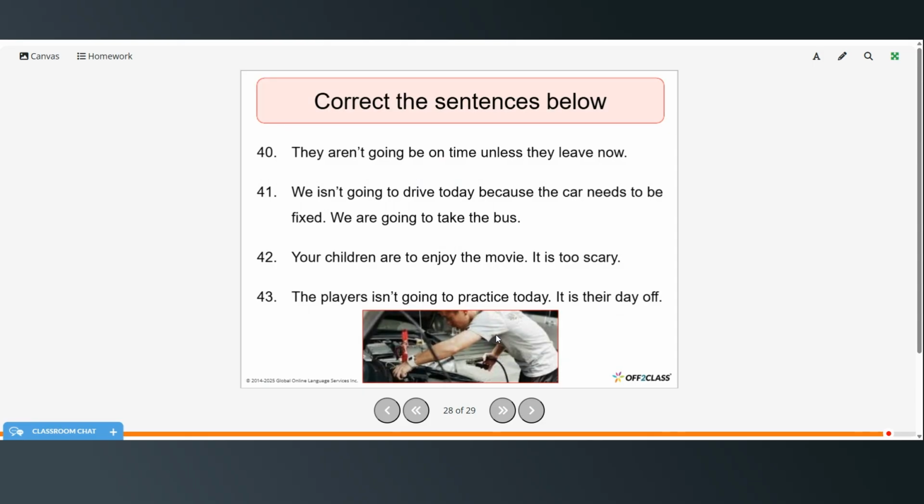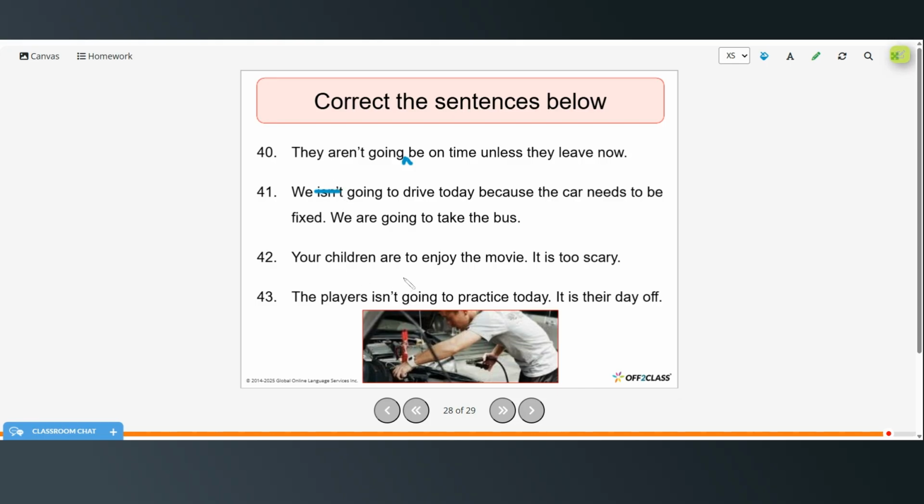Now, these are some additional sentences that need correcting. They aren't going to be on time unless they leave now. Oh, they aren't going to be, so we need the word to here. We isn't going to drive today because the car needs to be fixed. We are going to take the bus. Instead of isn't, this should be aren't.